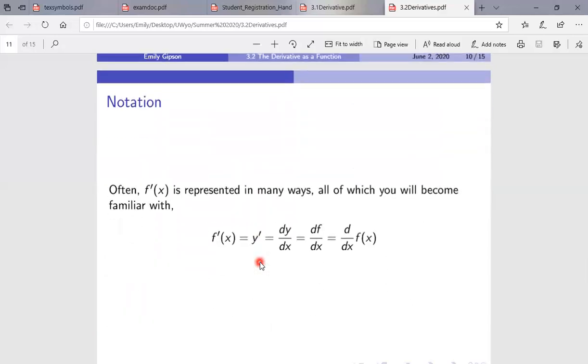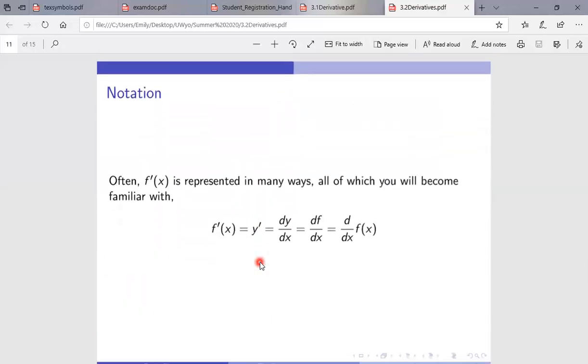So more on the notation front. Often f prime is represented in many different ways, all of which you're going to become familiar with. So we have f prime of x, and that's the same thing as saying y prime of x. And that's the same thing as saying dy over dx.